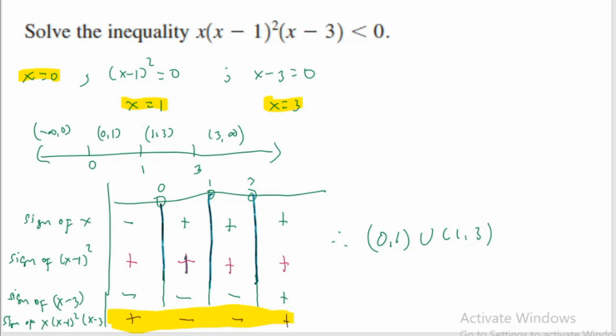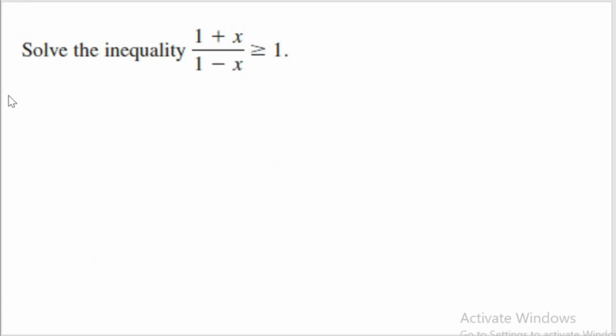So then the last example, solve the inequality of (1 plus x) over (1 minus x) is greater than or equal to 1. So first we are going to transpose 1 to the left hand side. So therefore this can be now (1 plus x) over (1 minus x) minus 1, because we transpose, greater than or equal to 0.